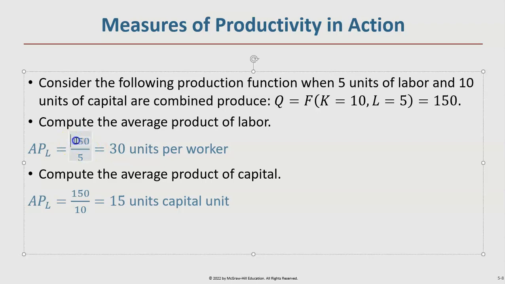Well, the average product of labor is output, 150, divided by 5 units of labor. So we have 30 units of output per worker. And then the average product of capital, that should be APK, is equal to 150 divided by 10 units of capital, which is 15 units of output per unit of capital.